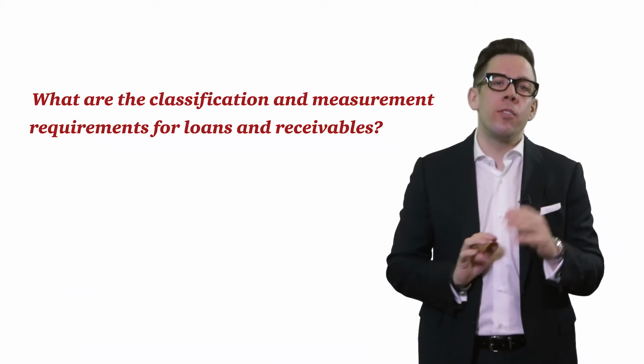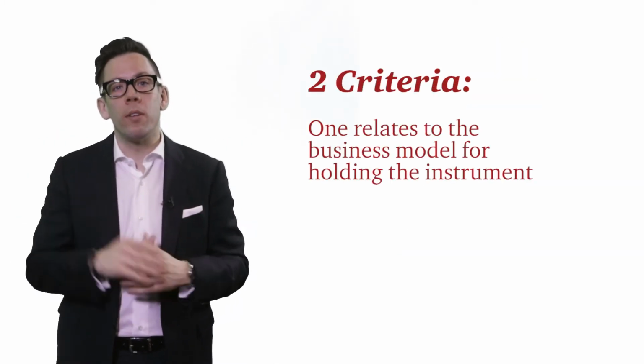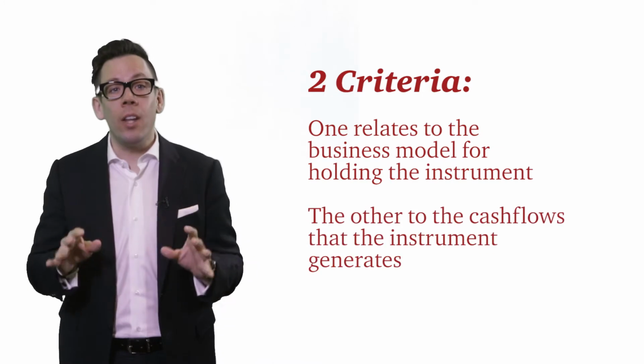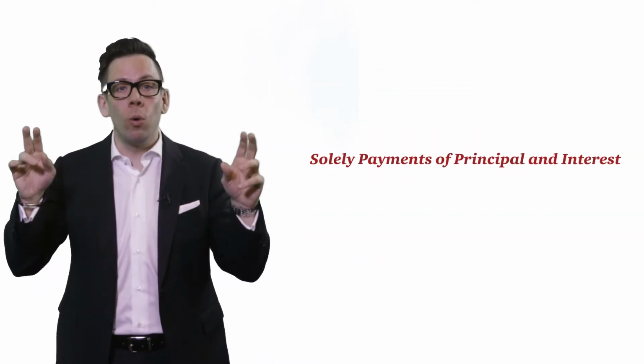Let's start with the requirements you need to meet for measuring loans and receivables at amortized cost, which is everybody's favorite. There are two criteria. One relates to your business model for holding the instrument, and the other to the cash flows that the instrument generates and whether they represent what we call solely payments of principal and interest, or SPPI for short. It all goes down to the accounting that you do under amortized cost.